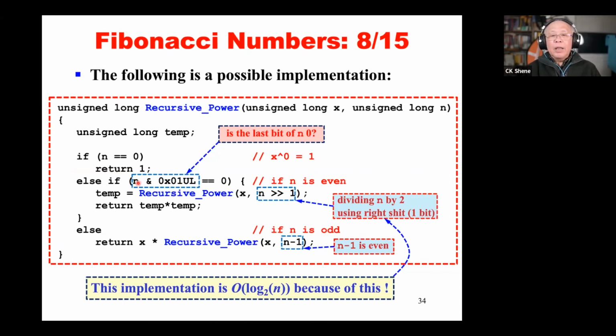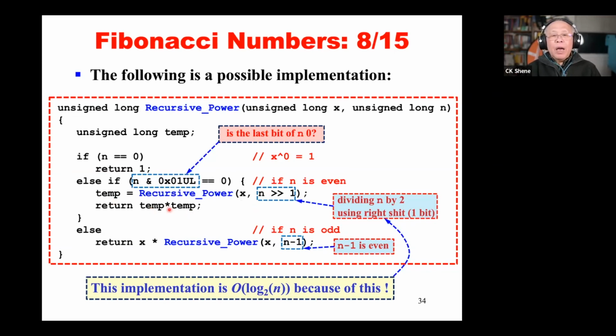In that case, we compute this. N shifted to the right by 1 bit is equivalent to dividing n by 2. So this call to recursive power computes x to the n divided by 2's power. The result would be returned to here, and then we square it.